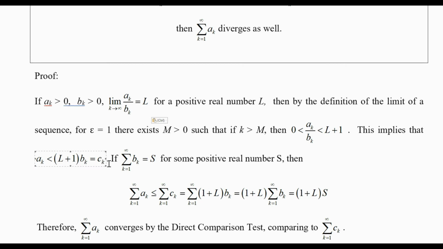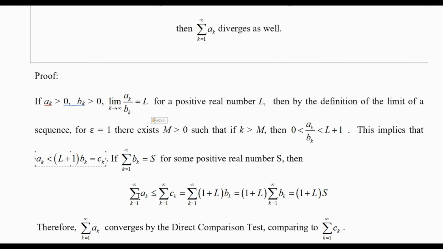Well, let's call that sequence c sub k. So if the sum of b sub k from k equals 1 is some number S, remember it converges, right? So that means it converges. Then what do we have? We have the sum from k equals 1 to infinity of a sub k is less than or equal to the sum of c sub k, because we do have the inequality going the right direction there. That's with our comparison test, basically. But that is L plus 1 times b sub k is c sub k. The L plus 1 is a constant, so we factor that out of the front of the sum, like that. The sum of the b sub k is that sum S.